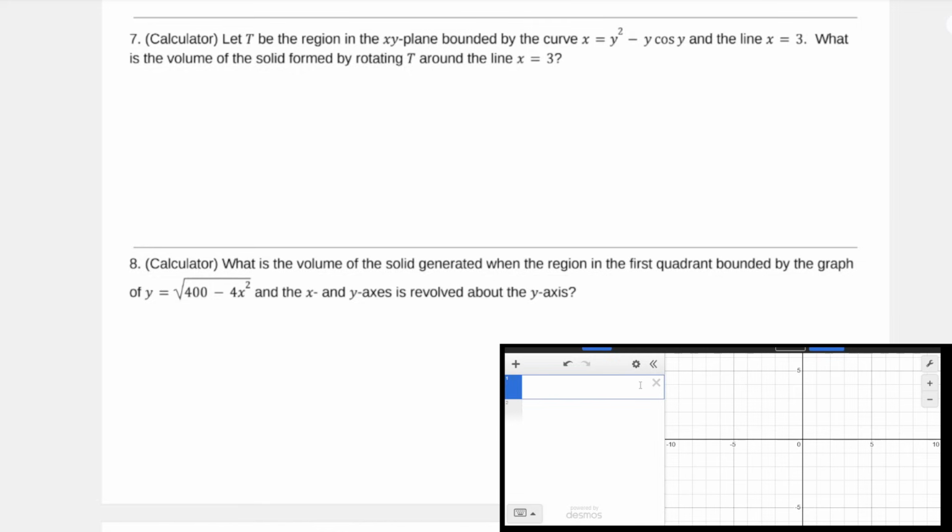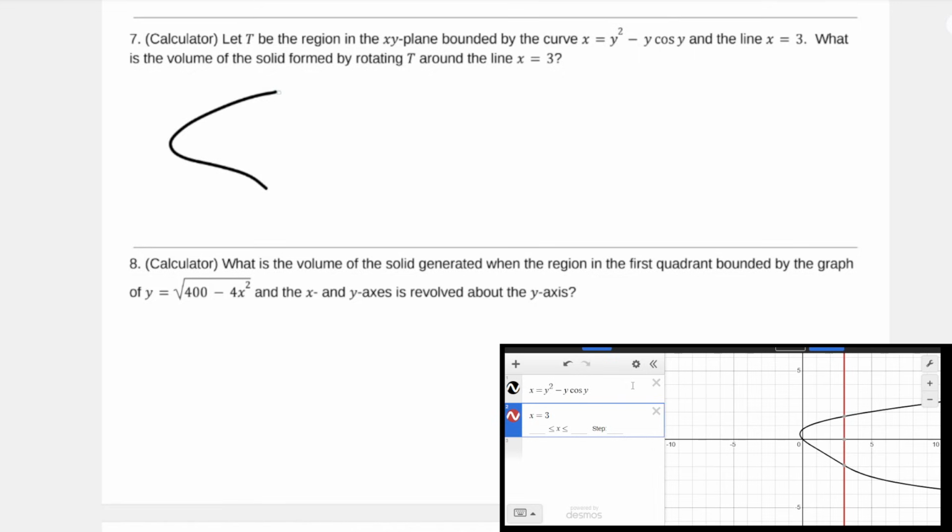All right, so next one, let T be the region of the xy plane bounded by the curve x equals y squared minus y cosine y, and the line x equals 3. So it's just kind of lumpy. What happens if we rotate T around x equals 3.